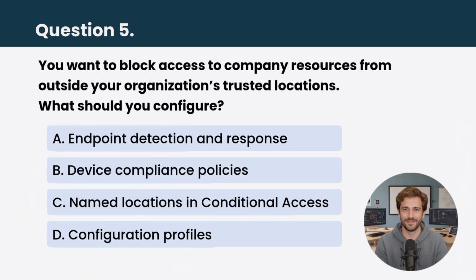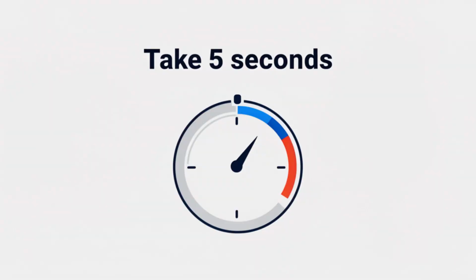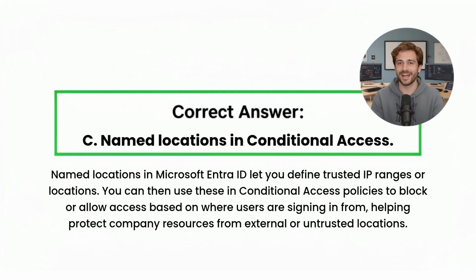Question 5. You want to block access to company resources from outside your organization's trusted locations. What should you configure? A. Endpoint detection and response. B. Device compliance policies. C. Named locations in conditional access. D. Configuration profiles. Take 5 seconds before answering. The correct answer is C. Named locations in conditional access.